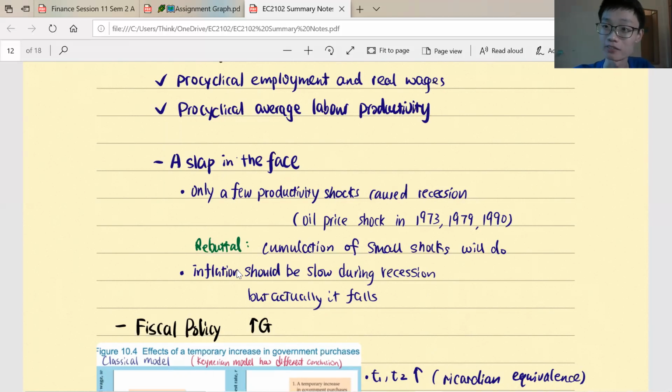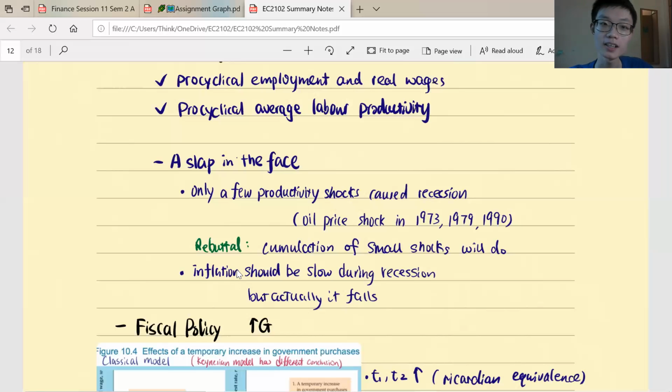So lack of evidence. Then the RBC economists made a reply. They say, even though there are small shocks, they accumulate to very big shocks. For example, the oil price shock. They can accumulate.